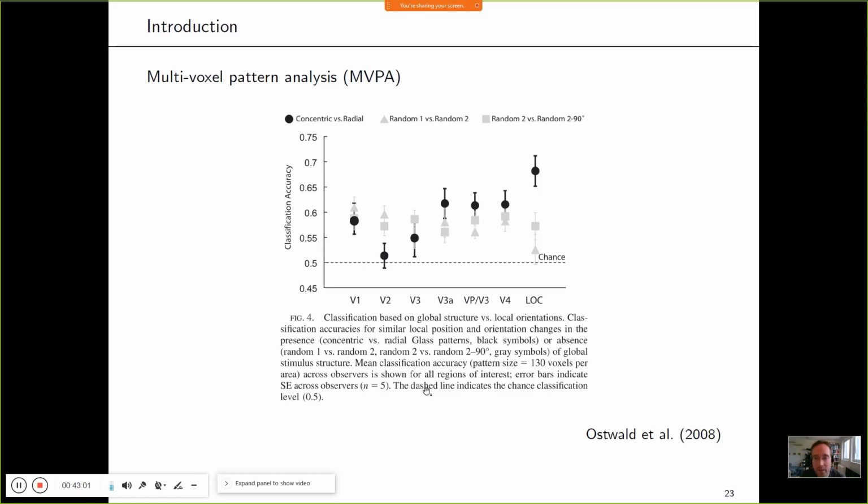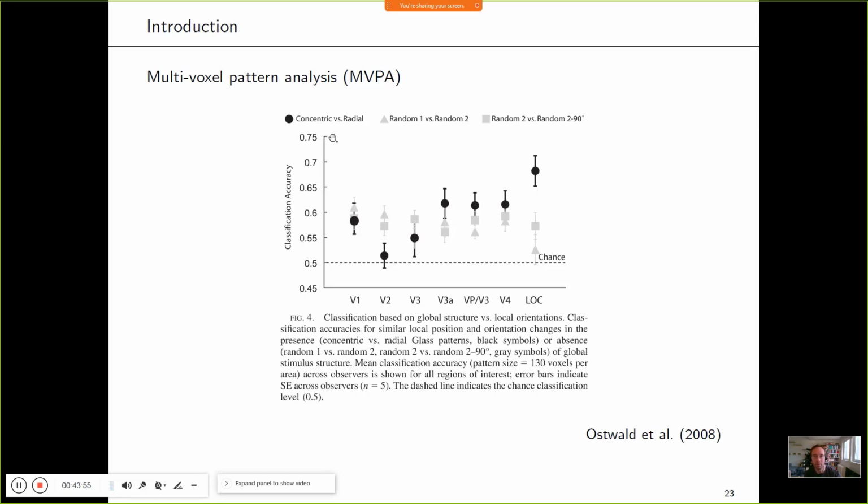This is a typical result from these kinds of MVPA studies. On the x-axis, you see different visual regions: V1, V2, V3, V3A, VP, V4, and LOC. What you see are binary comparisons between concentric and radial Glass patterns, and between the random Glass patterns and another random control, which we also did. For all these binary classifications, the chance level is 50%. As you can see, we are a little bit above 50%, but there's not much difference between classifying random, concentric and radial.